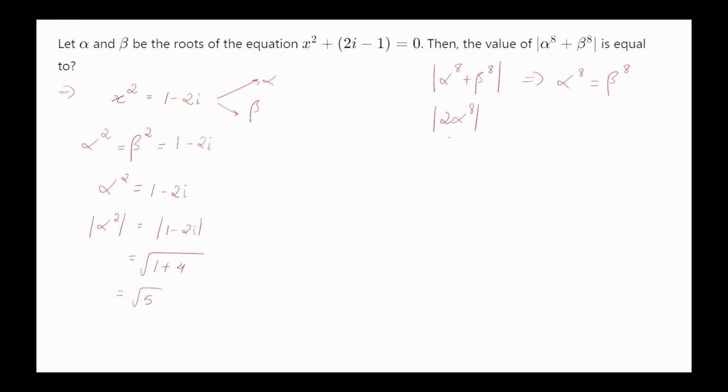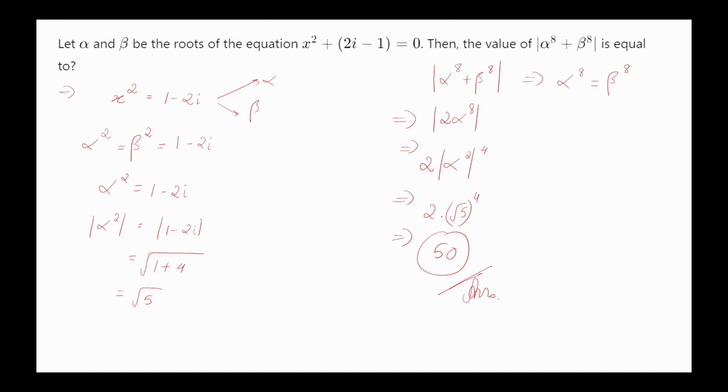Now what if I try to convert this in terms of alpha square? Then I would be able to find out my answer. So this can also be written as 2, since it is a constant I can take it outside, alpha to the power 8, which can be written as alpha square to the power 4. So basically this becomes 2 into root 5 to the power 4, and root 5 to the power 4 is nothing but 25. 25 into 2 becomes 50. This is my answer.